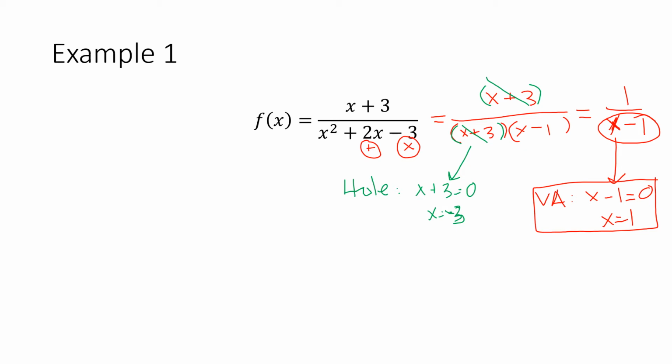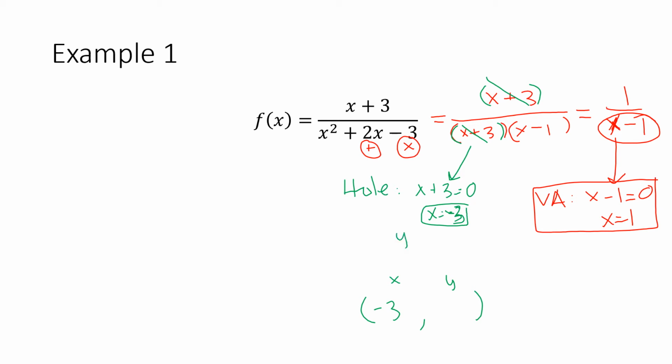Now here's the only difference with a hole. A hole is an actual point, and a point has an x-coordinate and a y-coordinate. So we've established here that our x-coordinate is negative 3, but we still need to know what the y value is. So like you've done in previous topics, if you find out an answer for x, all you have to do is plug it in to figure out your solution for y.